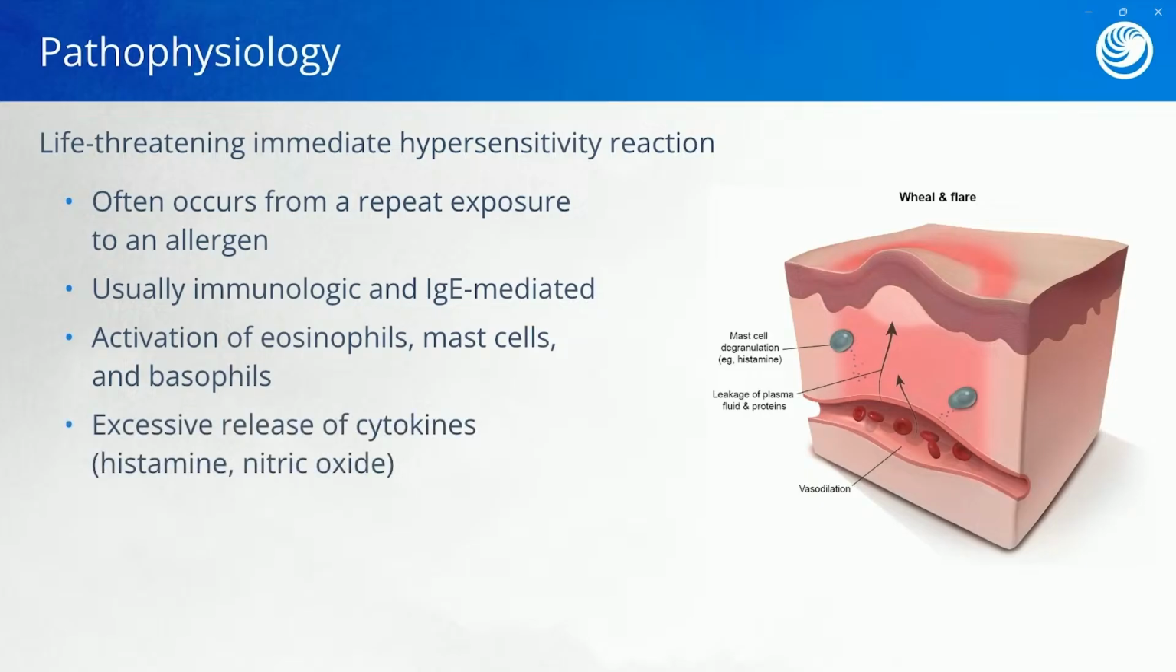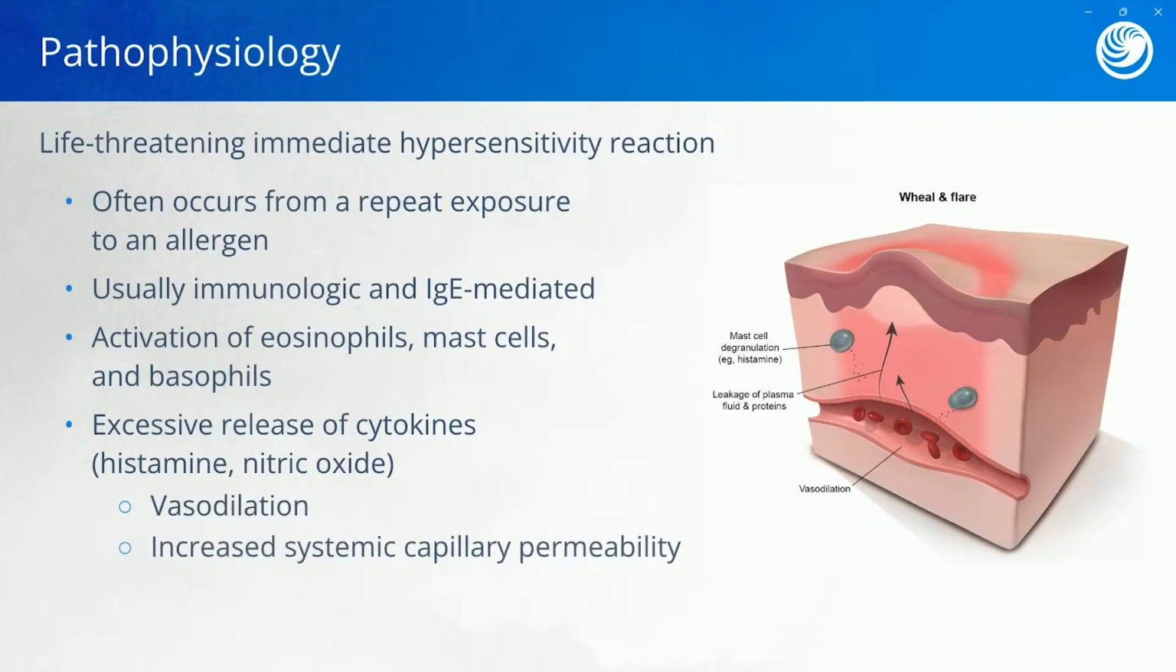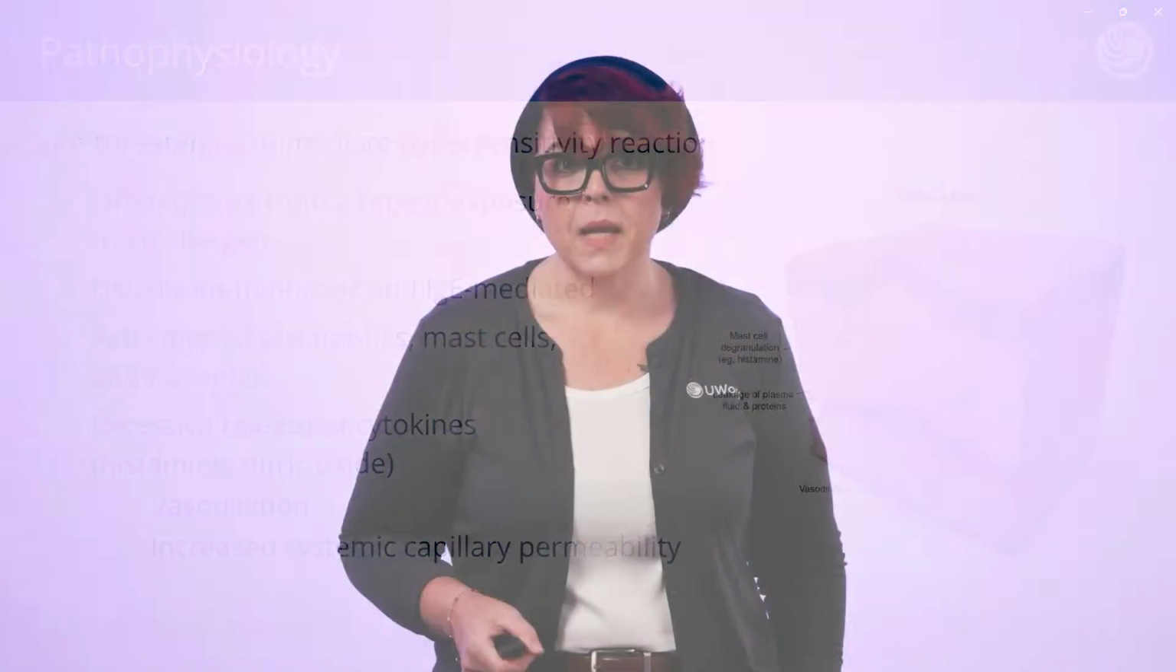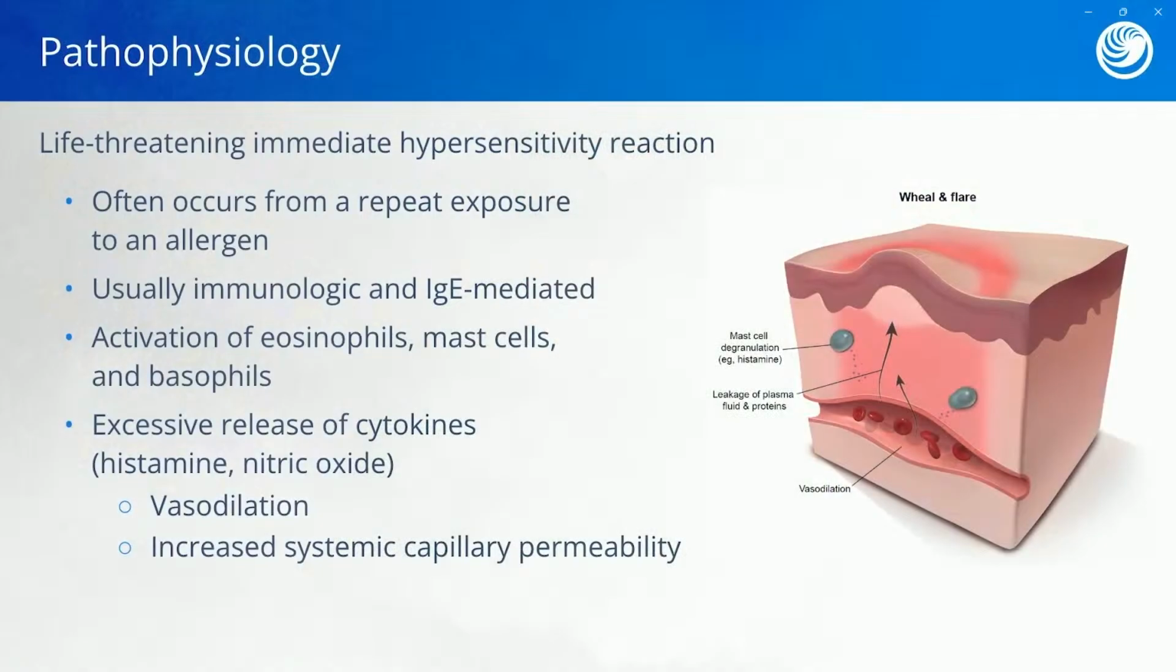When it happens, it's going to hit two major areas. It's going to hit your vessels, causing vasodilation and increased systemic capillary permeability. What does that mean? Think of a leaky hose. If you try to water your garden through your hose and you have holes in it, you don't have any pressure in there, you don't have any fluid. The second thing it's going to do is cause laryngospasm or bronchospasm in your upper airways.